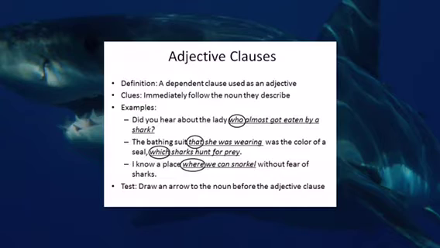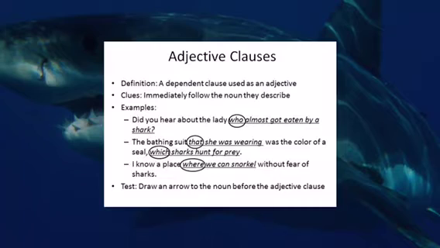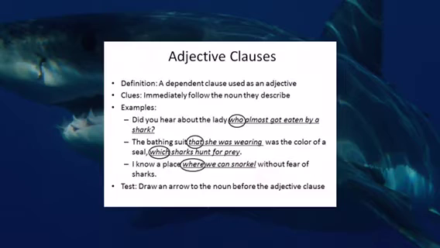I know a place where we can snorkel without fear of sharks. So the test you're going to use is to draw an arrow to the noun before the adjective clause and ask yourself if the clause is telling you more about that noun. Take a look at the first example. Notice that the clause begins with a relative pronoun, who. Now draw an arrow from the clause, who almost got eaten by a shark, back to the noun right before it, lady, and ask yourself, does this clause tell me more about the lady? Yes, it does. It tells us which lady, the one who almost got eaten by a shark.